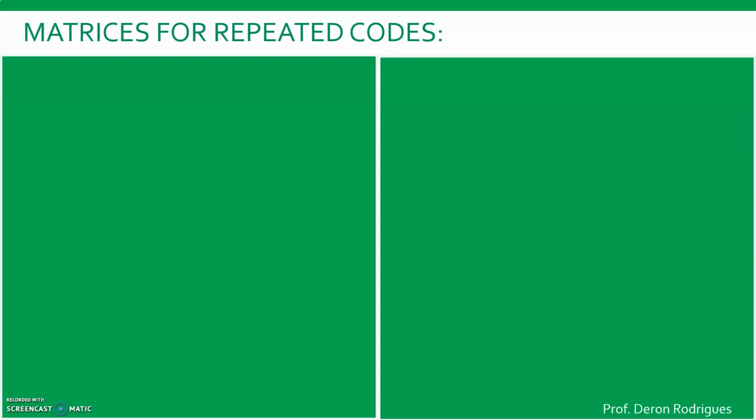Now let's have a look at the matrices for repeated codes. Generator matrix, as we know, it is made up of identity matrix IK and parity matrix, that is your parity submatrix.